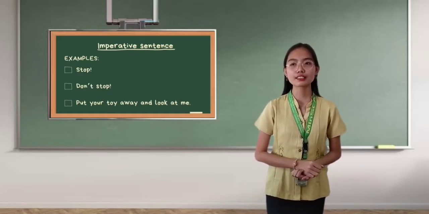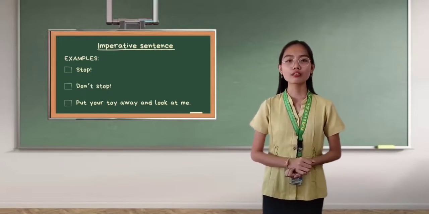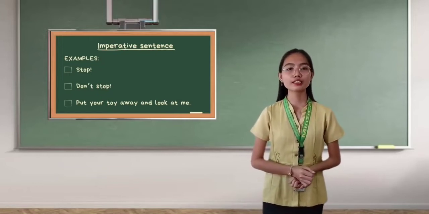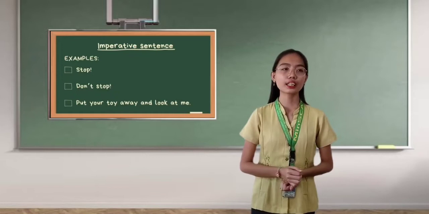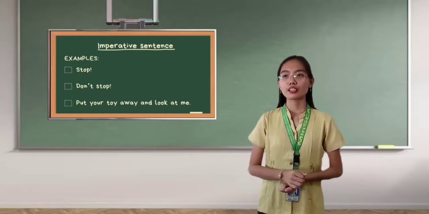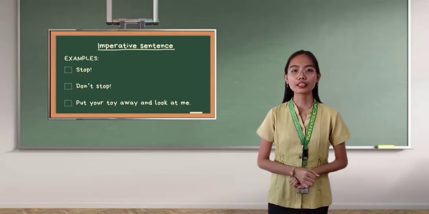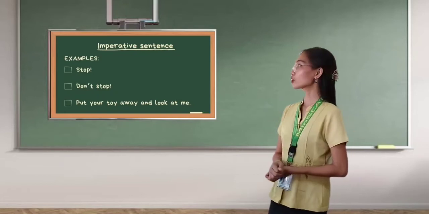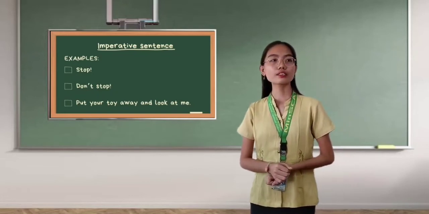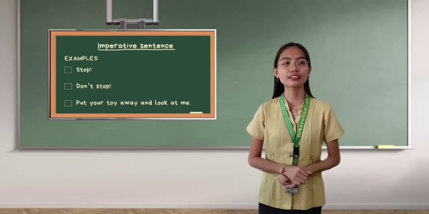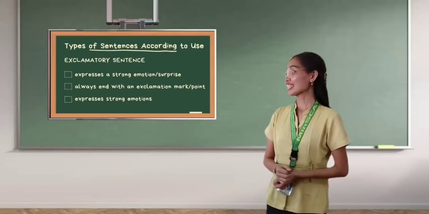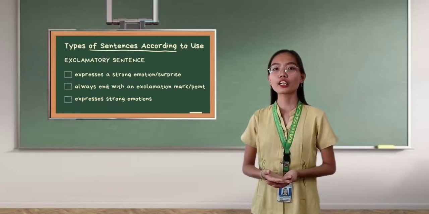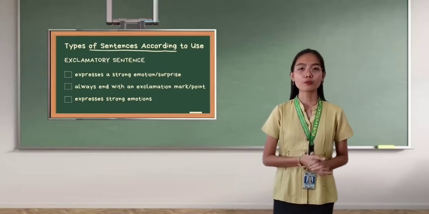Making these sentences second person. The subject of the sentence may be omitted, but it's called "you understood" because the reader is aware that each sentence could be written as "you do this" or "you do that." Is it clear, class? Okay, we can now have the last type of sentence according to use. What is it? Yes, Mr. Mandia? Okay, very good. An exclamative or exclamatory sentence expresses a strong emotion or surprise, an exclamation, and they always end with an exclamation mark or exclamation point.